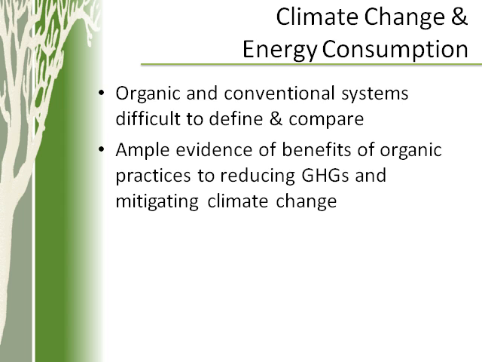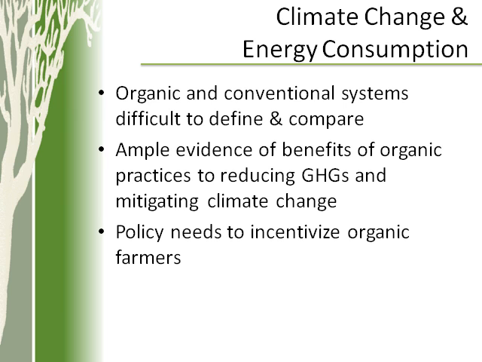Though there is ample evidence of the benefits of organic farming and agricultural practices to reducing greenhouse gases and mitigating climate change, the main obstacle to its implementation lies in the policy arena. In the U.S., this means a fundamental shift in the way farmers are incentivized, from a quantity of commodity payment system to a system that rewards farmers for implementing methods of farming that enhance the amount of carbon in the soil.